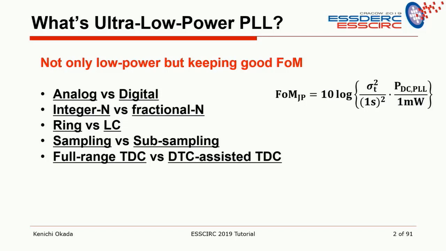Actually, the final target architecture for realizing the ultra low power digital PLL should be digital. I will also talk about integer-N, but integer-N PLL is now not very meaningful for competing in FOM. Between ring oscillator and LC, usually the LC oscillator becomes power efficient. I will talk about this issue later. Sub-sampling is also important for lowering the power consumption, and I will also talk about this later.